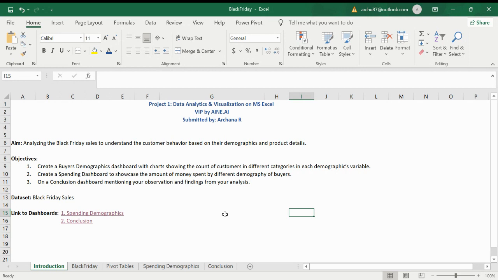Coming to the data set, it is the Black Friday sales, and here the links to the dashboards have been given, where we can directly navigate to the particular dashboard.